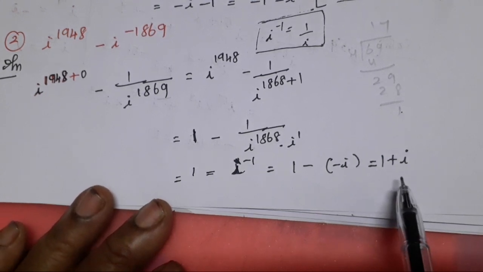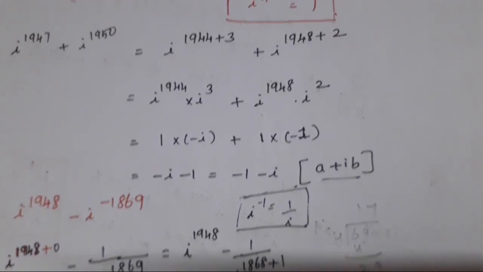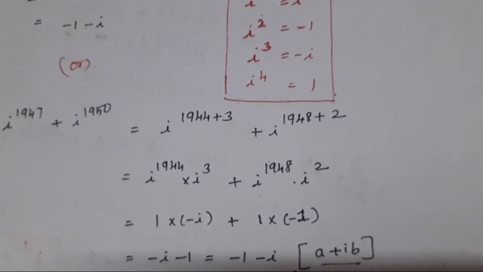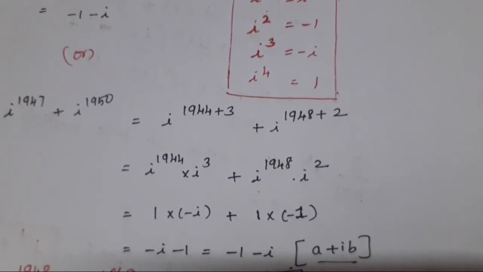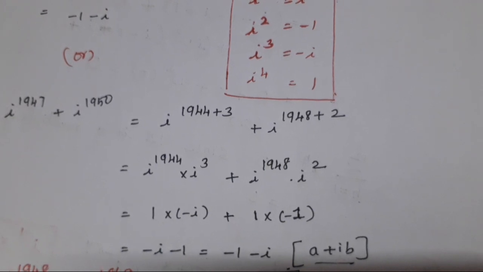1 plus i. What is our main aim? See, if the power of i is divisible by 4, the value is always 1. If not divisible by 4, write the remainder and find the value for the remainder: either i power 1, i power 2, or i power 3. Because i power 4 automatically becomes 1.